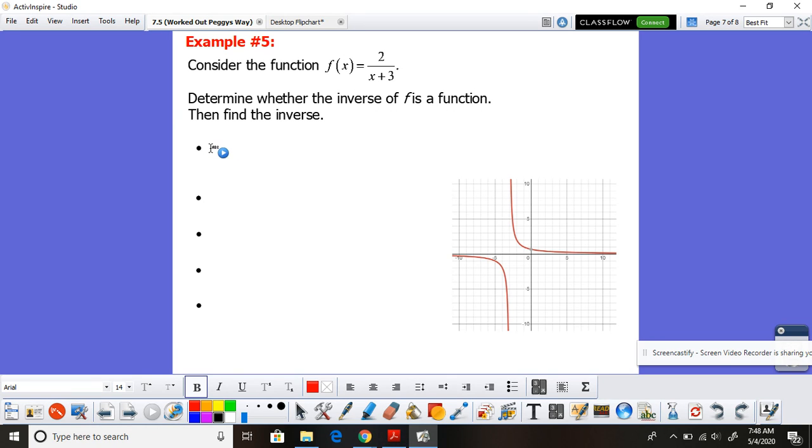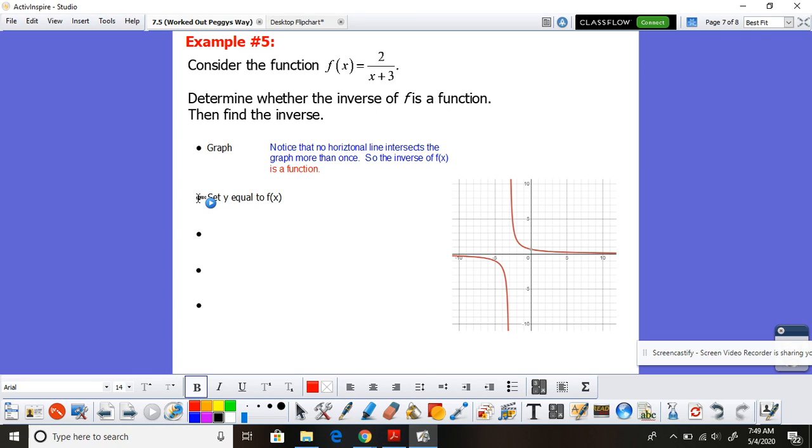So the first thing we need to do is graph it, which I have done, okay? Now, when I graph it, I want to see, is there any horizontal line, remember horizontal is left or right, that I can draw here that would intersect this graph twice? No, there's not. It will never intersect the graph more than once, and therefore the inverse of this is a function, okay? So now that I know that, I want to find the inverse.